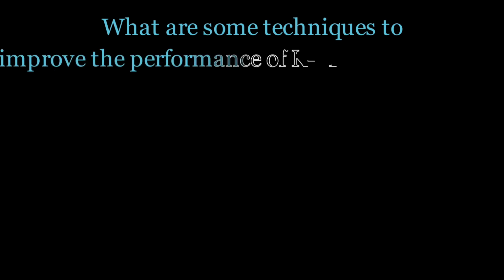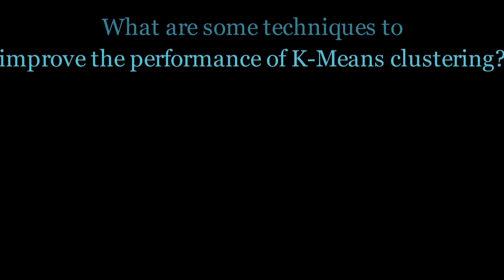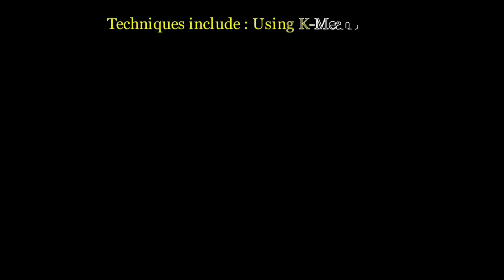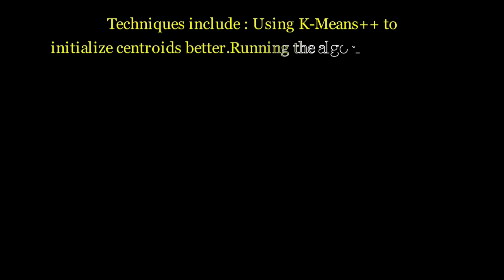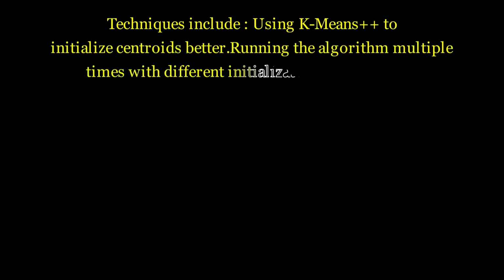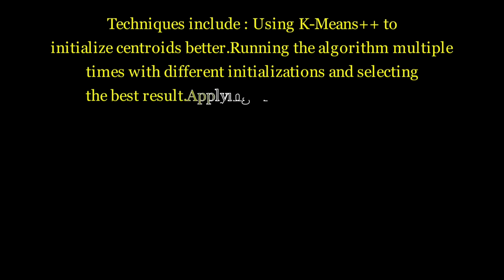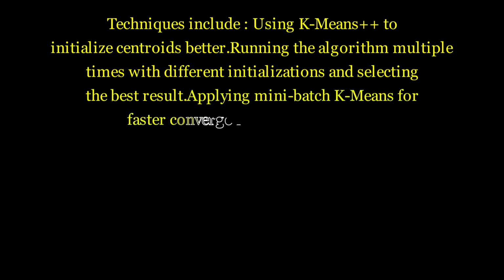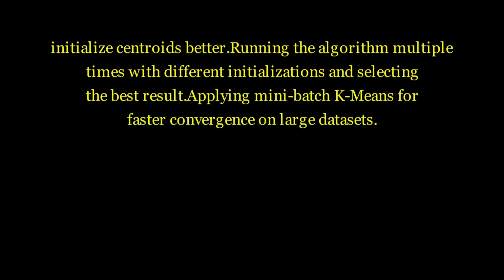What are some techniques to improve the performance of K-means clustering? Techniques include using K-means++ to initialize centroids better, running the algorithm multiple times with different initializations and selecting the best result, and applying mini-batch K-means for faster convergence on large datasets.